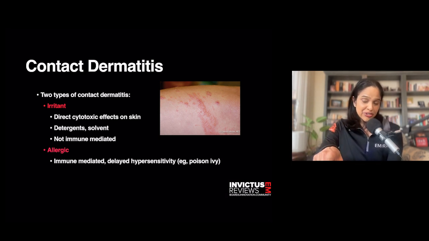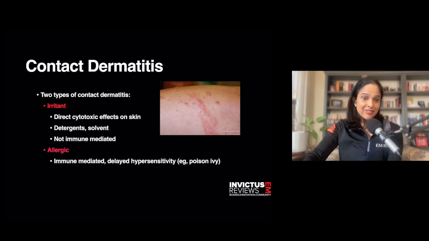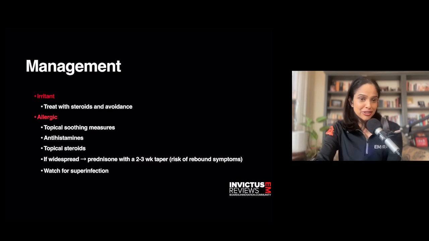This picture, I think, is more classic. If they're going to show you a contact dermatitis, they're probably going to show you these linear vesicle kind of things. The allergic ones, just know it's immune mediated, this delayed hypersensitivity. So you're not going to get it the day of, it may be the next day. So poison ivy, poison oak, those types of rashes, you're going to have a little lag. And I bet the picture they're going to show you is going to look a lot like this.